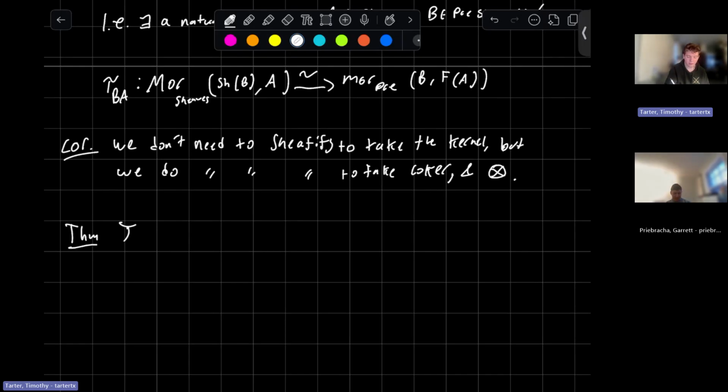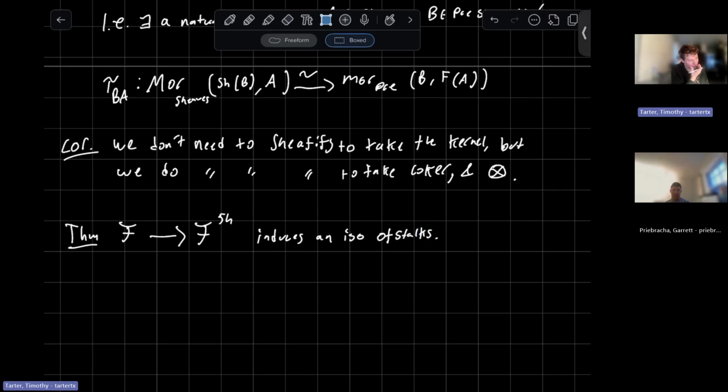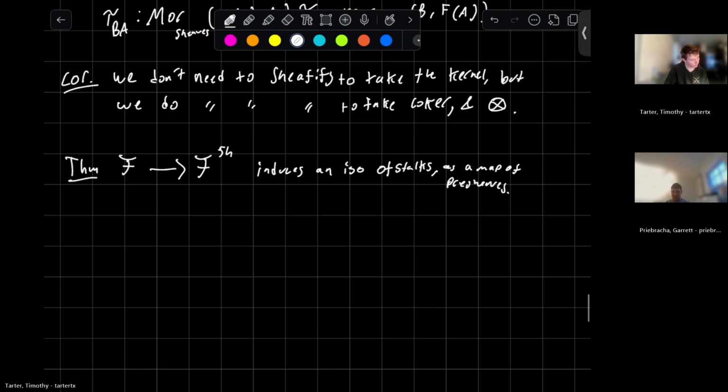And then as a theorem, the map from the sheaf F to the sheafification of F induces an isomorphism of stalks. Wait, no. This is a map of pre-sheaves.